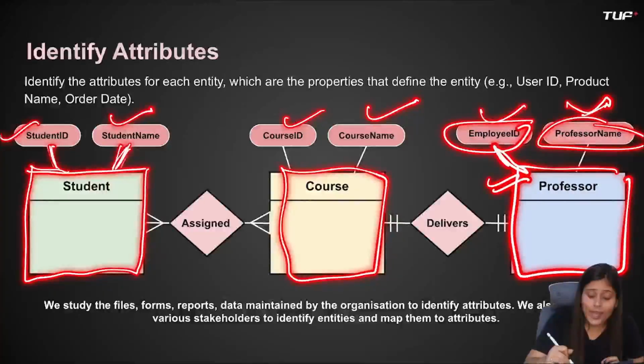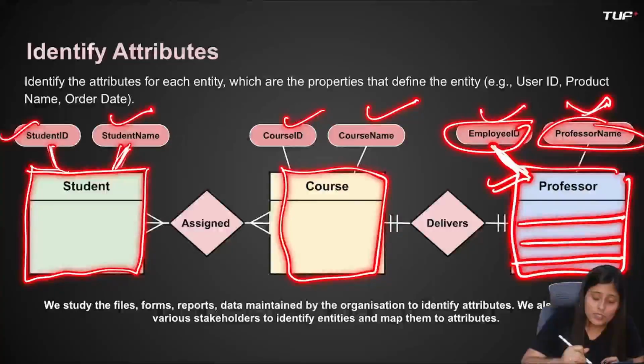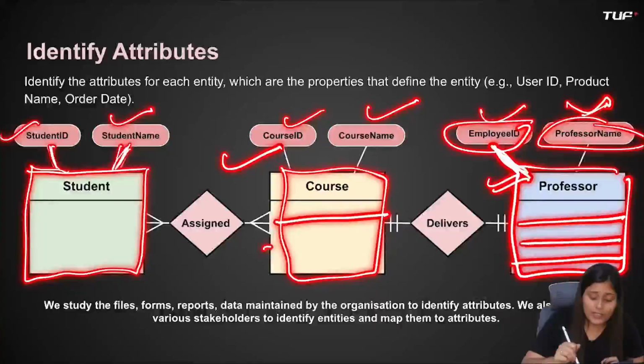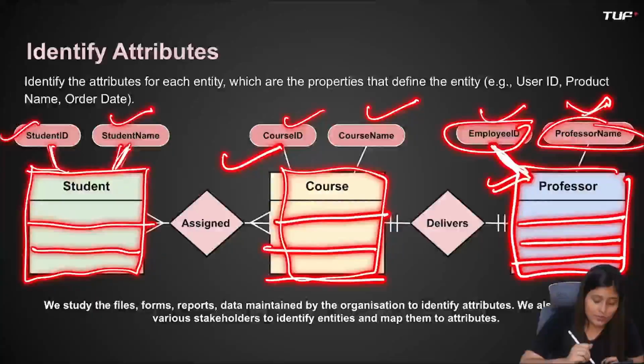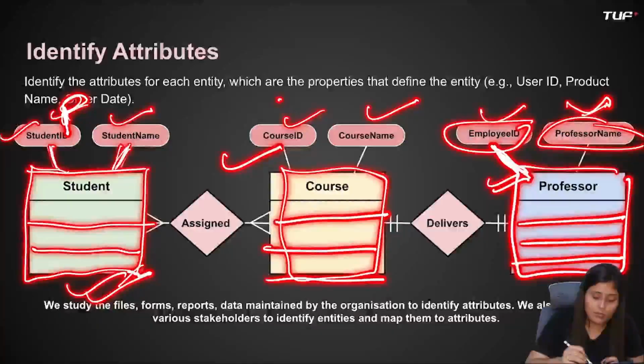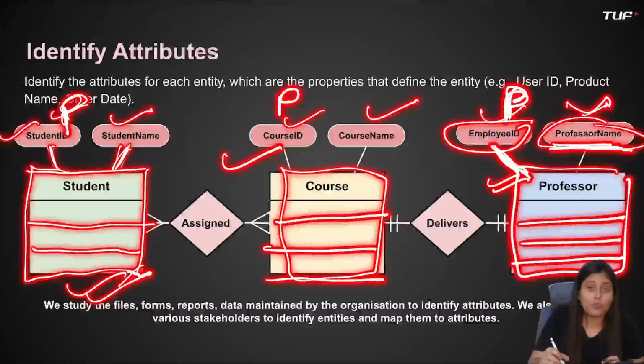Here employee ID will be uniquely identifying each instance in the professor table. Course ID will be uniquely identifying each instance in the course table, and similarly student ID will be uniquely identifying the students in the student table. This is what the primary key will be: student ID, course ID, and employee ID. Other attributes can also exist like phone number and address, but those are not very important. It depends on the business requirement if they want to add them or not, right?